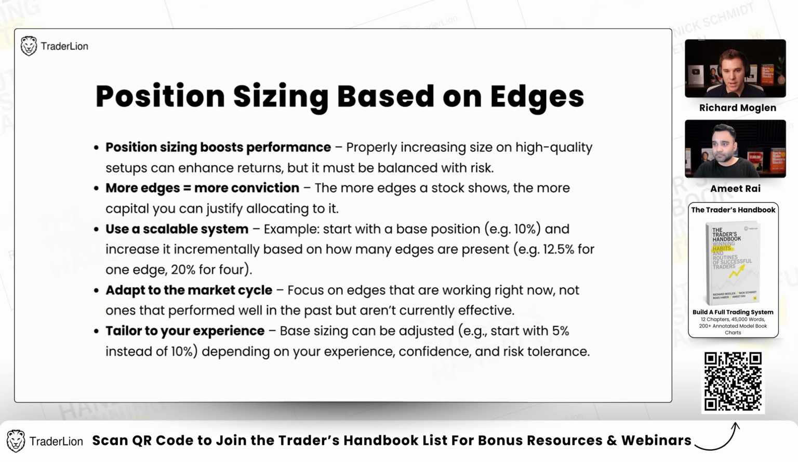Even if you have a lot of edges present, just in general, we want to be sizing higher when there's a higher probability of a really strong risk reward setup. That's kind of the main point we want to hit here. And maybe if you're starting out, you might only add 1 to 2%, 2.5% for every additional edge. You just want to tailor it to your system and how you approach things.